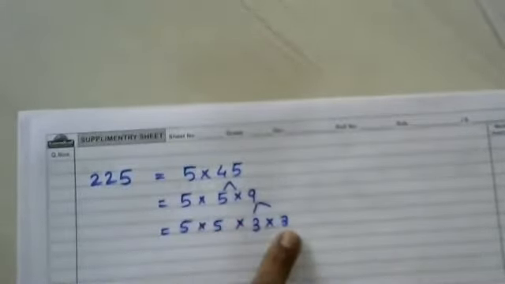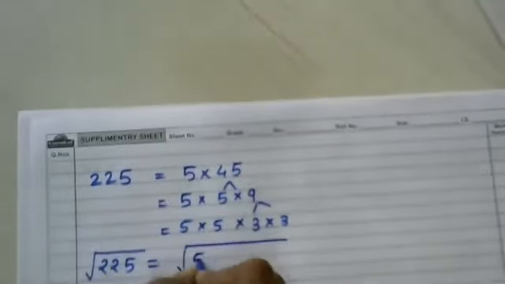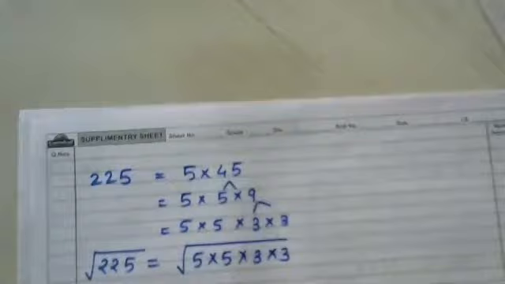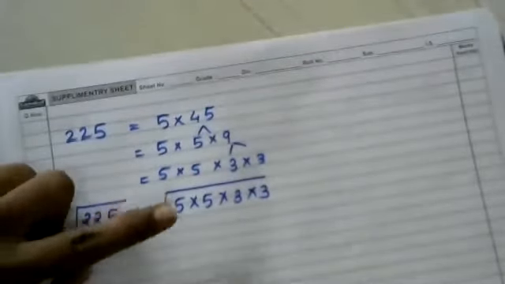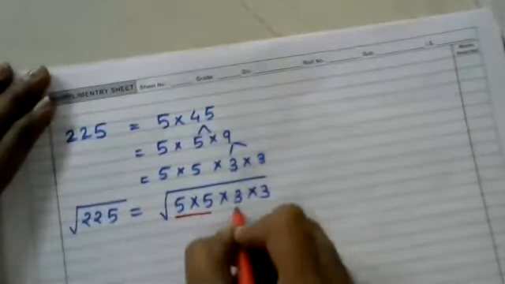Now whatever factors are there, these are all prime numbers. They can't be segregated more. So here we can find the 225's square root: 5 into 5 into 3 into 3. Right? Now what it says, see, if you have to remove the square root, you have to give one from each pair of twins.